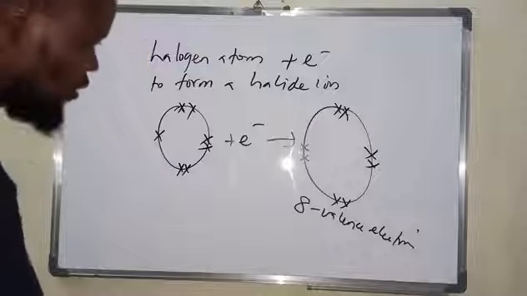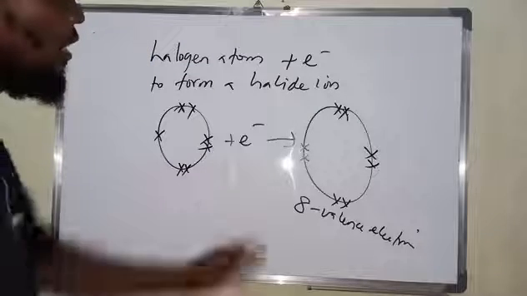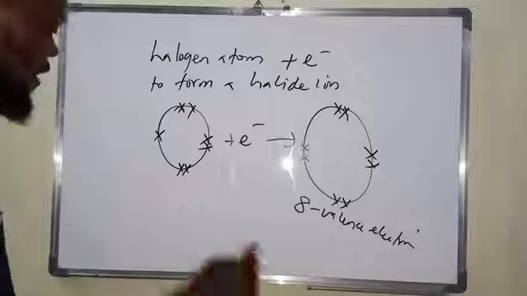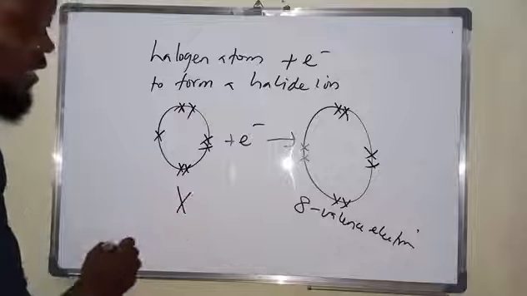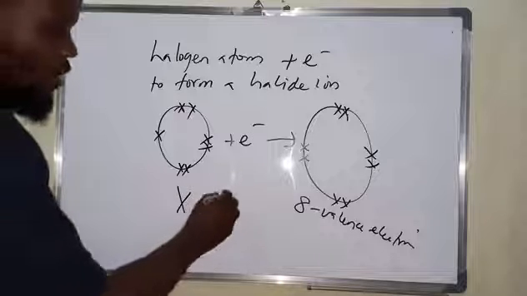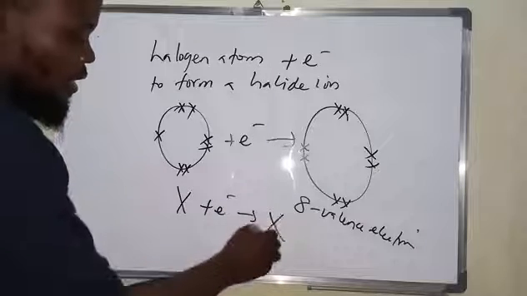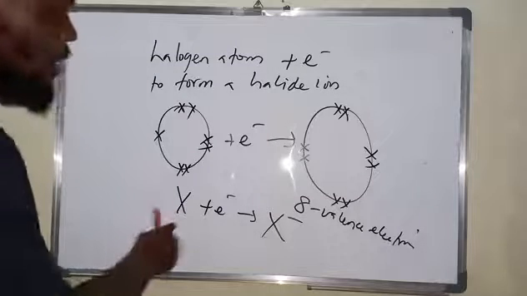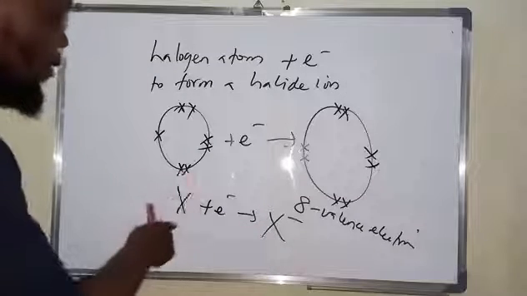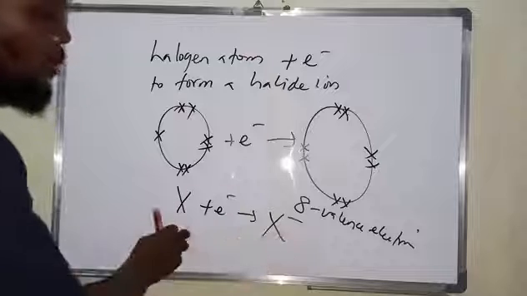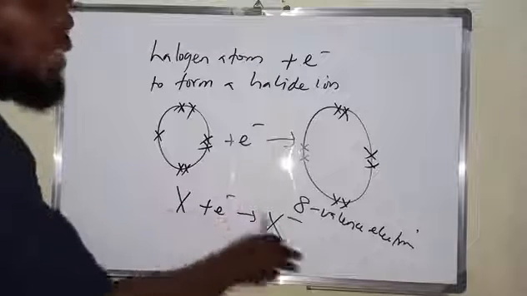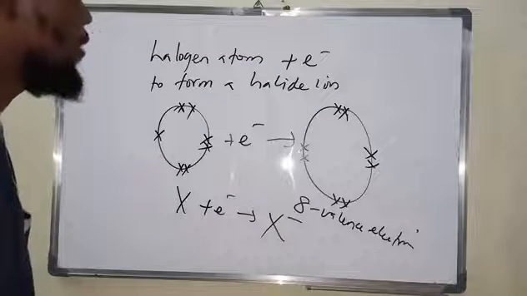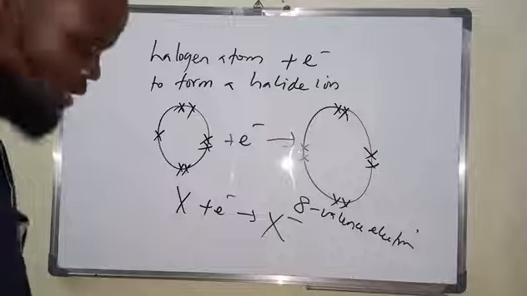Okay, so the halide ion is the ion that resulted. Let's represent the halide with S. By adding an electron, they form a halide ion, S negative. So if it is chlorine, it will be chloride ion. If it is fluorine, it will be fluoride ion. If it is bromine, it will be bromide ion. If it's iodine, it will be iodide ion. So the answer is 8 valence electrons.